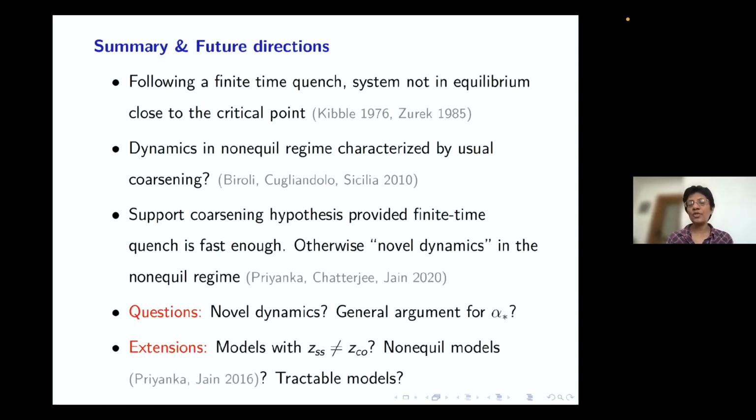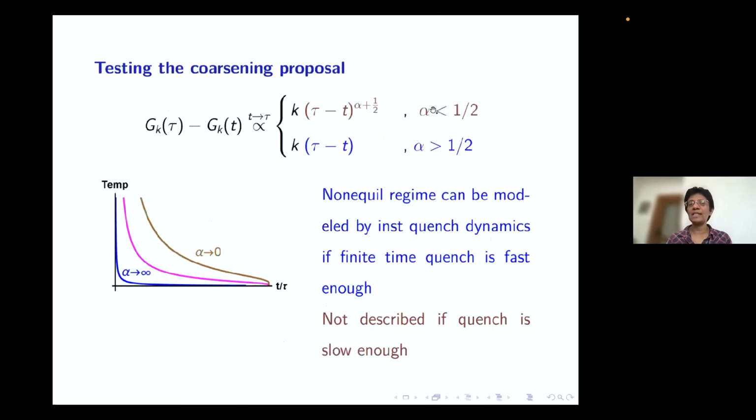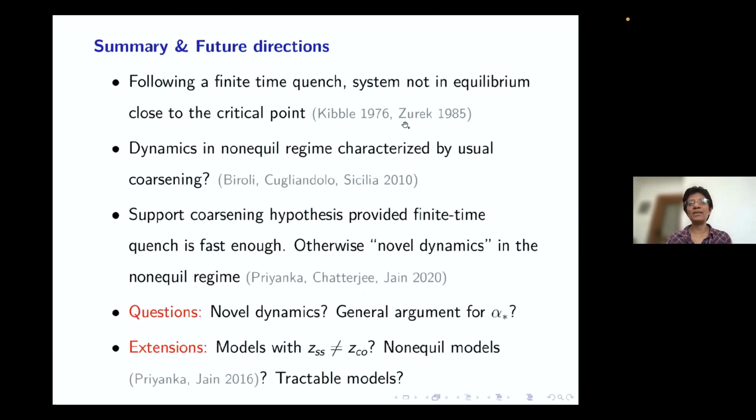There are things which we still don't have a complete understanding of. For example, if you ask me, can I give a simple argument to understand this slow regime, where we have sublinear scaling? I don't have a simple argument. So that's something I think I'm missing, and I would like to understand it better.